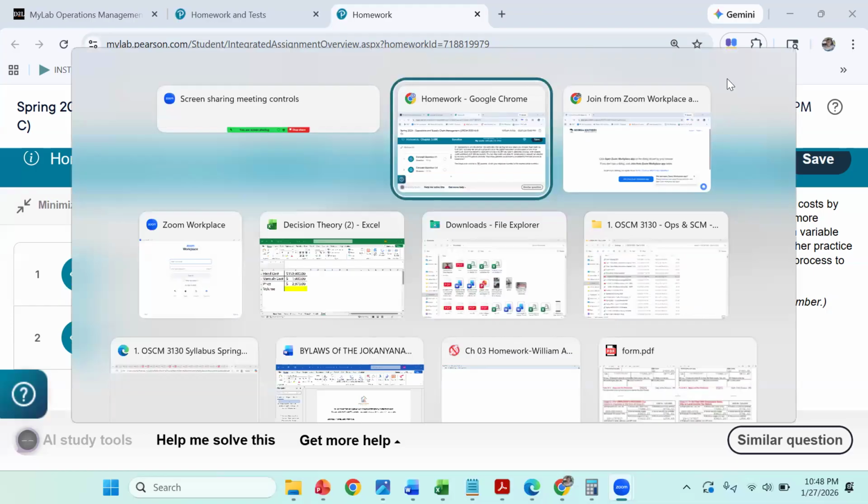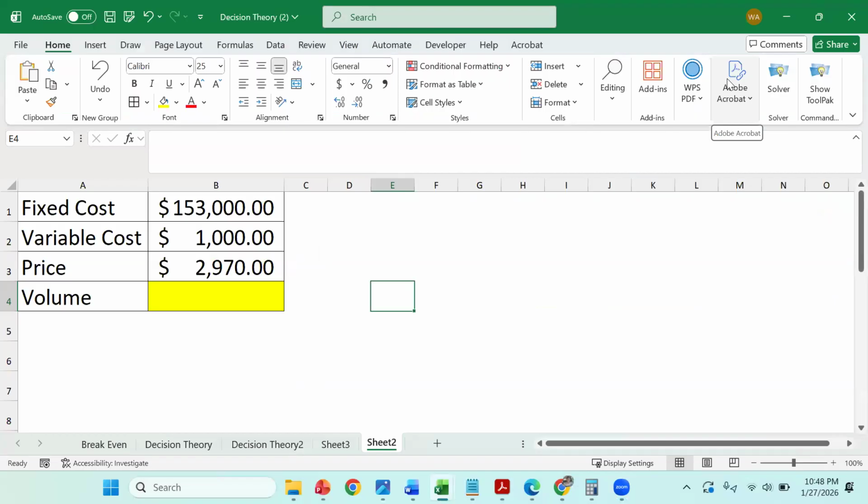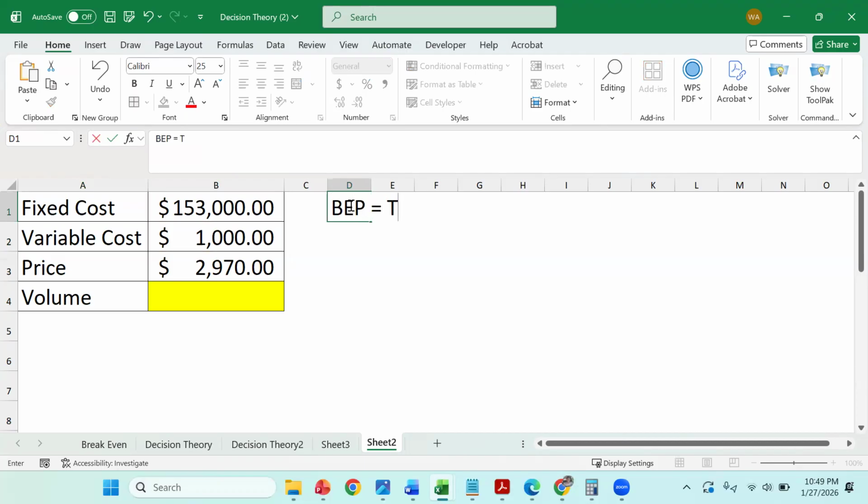So let me go into this spreadsheet right here. What I have here are our fixed costs, which are given to us in the question as 153,000. Our variable cost was $1,000 per patient, and the doctor charges each patient 2,970 for the procedure. For all break-even questions of this type, we're interested in our break-even point, BEP, which will be at the point where total cost equals total revenue.